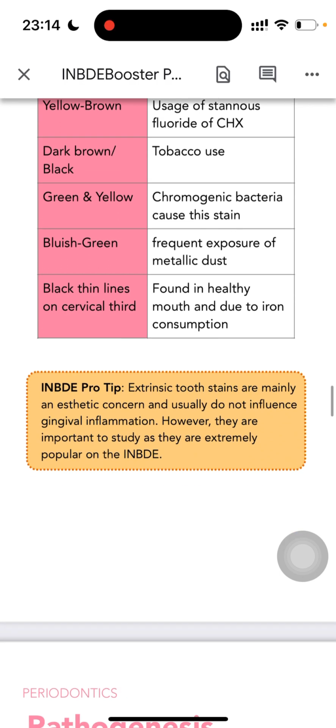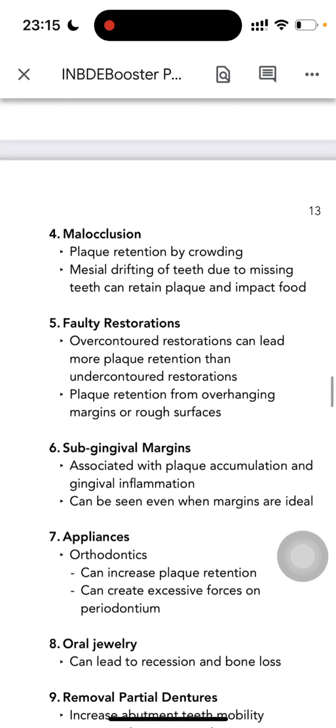INBDE pro tip. Extrinsic tooth stains are mainly an aesthetic concern and usually do not influence gingival inflammation. However, they are important to study as they are extremely popular on the INBDE.